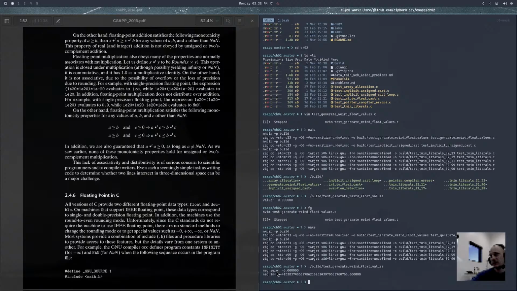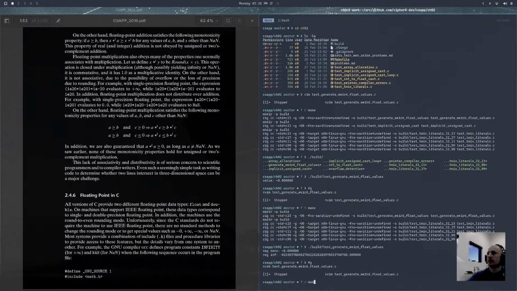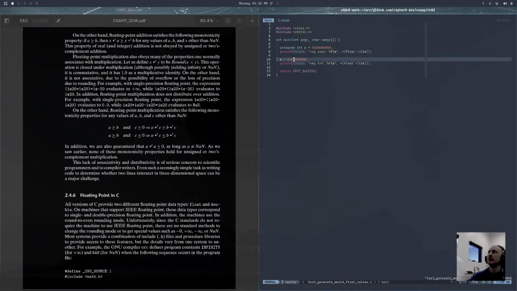So that is not negative infinity. That's an actual really big value. So let's try to figure out why. Oh, because I did a 9 instead of an 8. I meant to do an 8. That still didn't do it though.